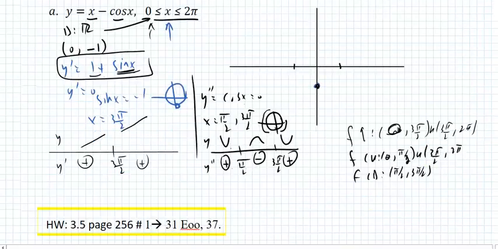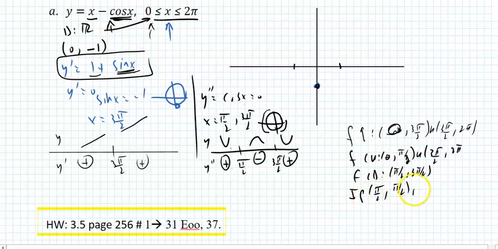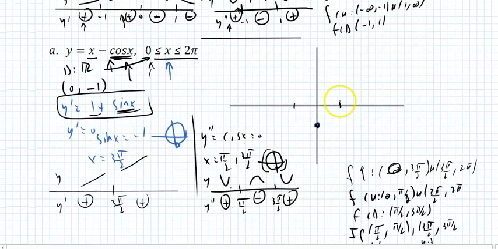We have two inflection points. First inflection point is at pi over 2. You plug that in the original equation. Cosine of pi over 2 is 0, so the point is pi over 2, pi over 2. And we have it at 3 pi over 2. Again, cosine of 3 pi over 2 is 0, so 3 pi over 2, 3 pi over 2. So keep in mind this is about 1.6, and this is 4.7.